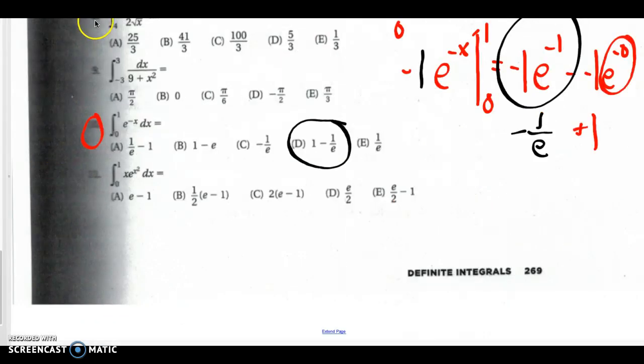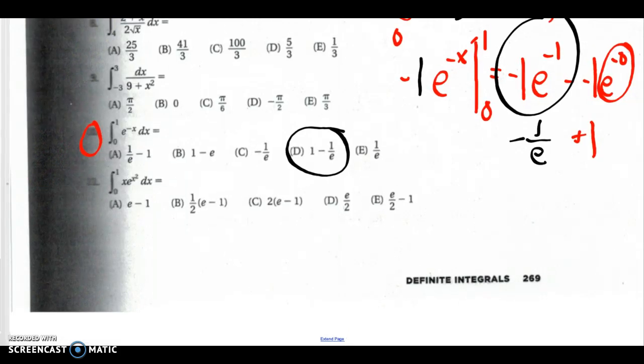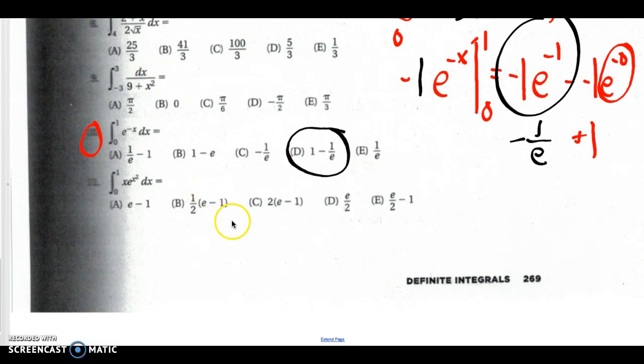Okay, so now let's take a look. Let me slide this up. There we go. Let's take a look at number 11. 11's got a couple different things going on with it.